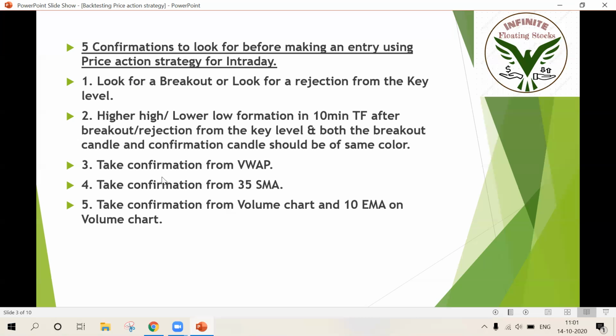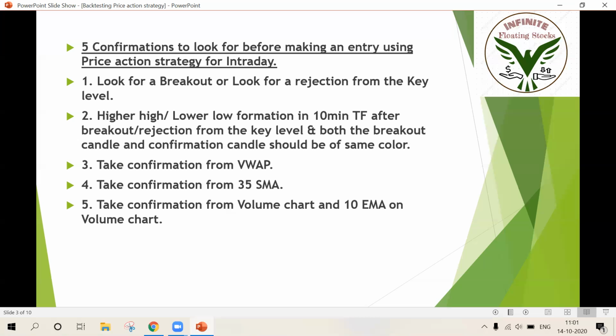You need to take confirmation from the VWAP, and also from the 35 moving average, and from the volume chart and the 10 exponential moving average on the volume chart as well. These are all the 5 confirmations you need to look for before making an entry using price action strategy for intraday. I repeat, because this is very important.